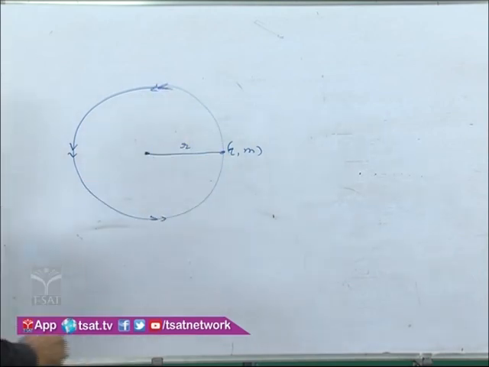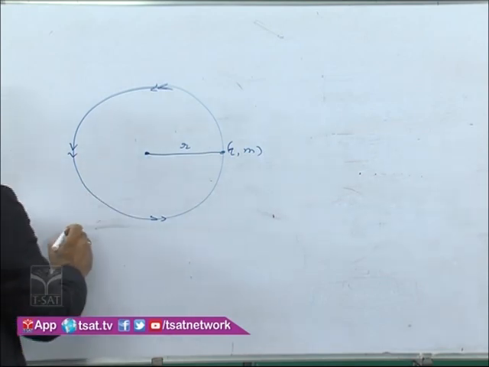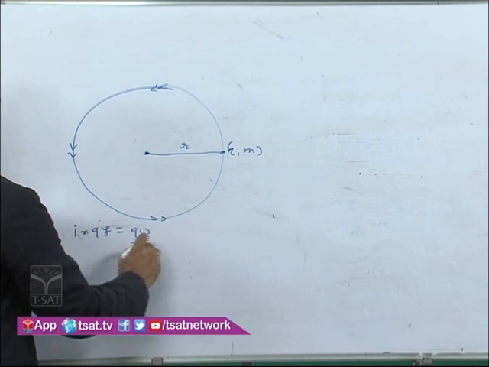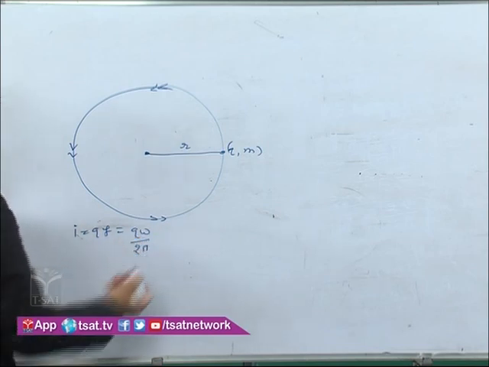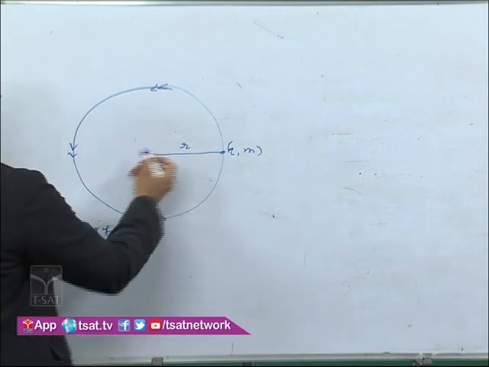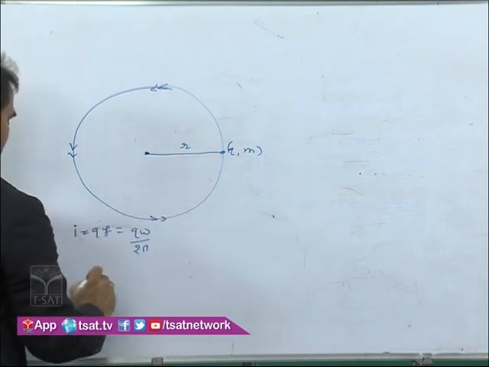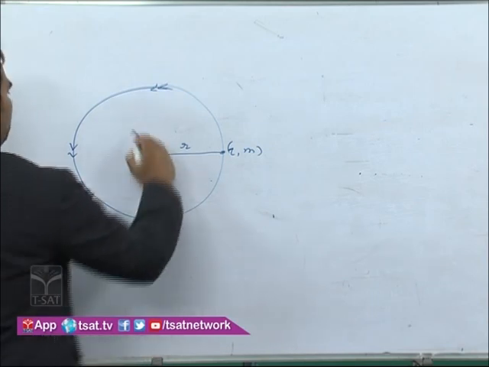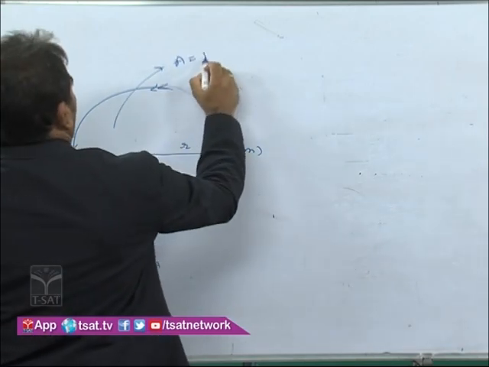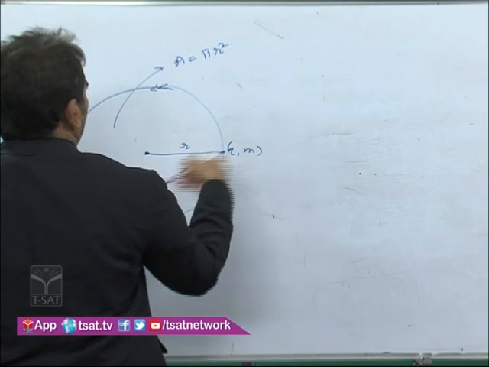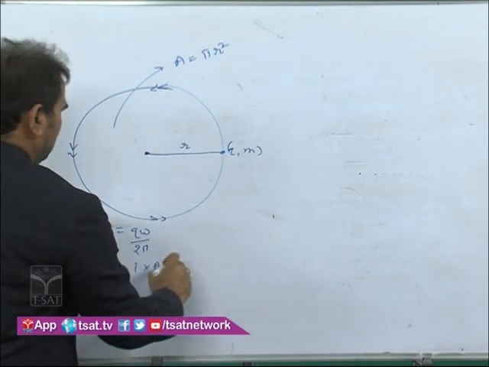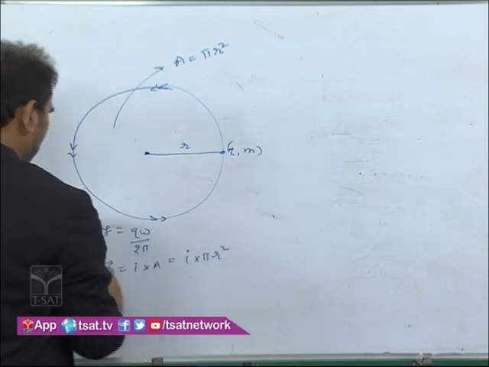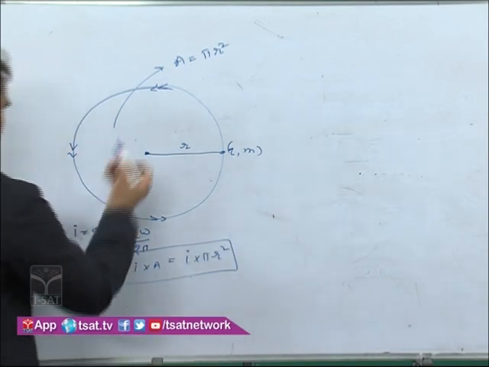First of all, the current at the center is given by I = qf = q omega by 2 pi, since f is nothing but omega by 2 pi. So the magnetic moment of this particle is given by m bar = I into A, where A is nothing but pi r square of this circular path. That is, m bar = I into pi r square. This is the magnetic moment of this particle.